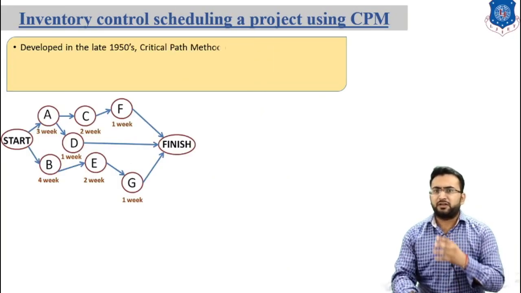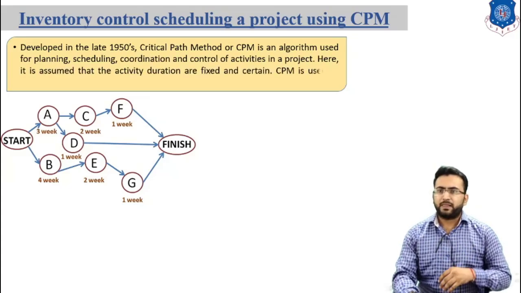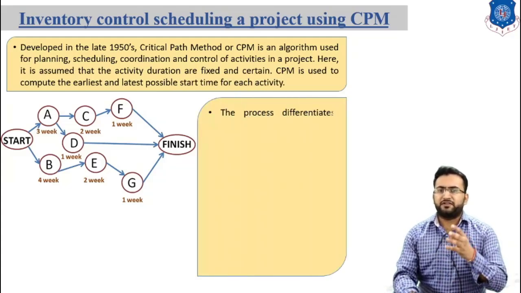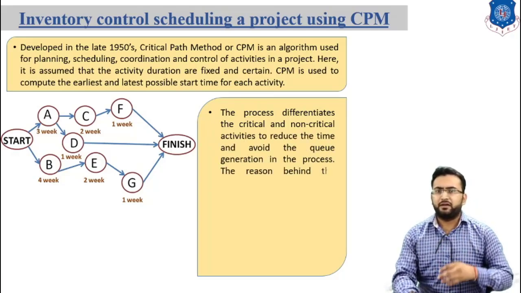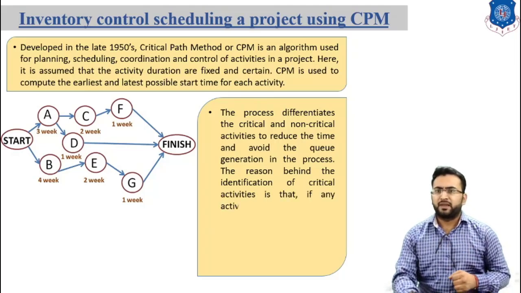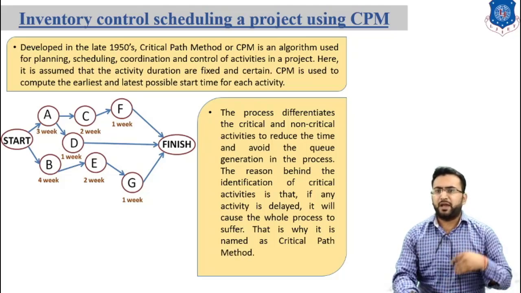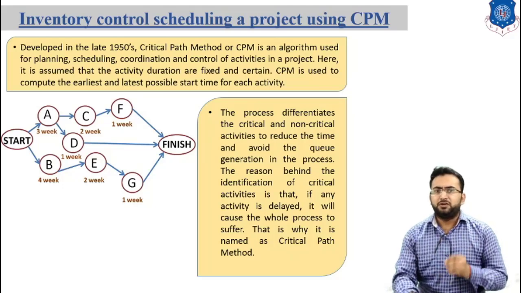Now let's talk about scheduling a project using the critical path method. The critical path method was developed in 1950. The critical path method, or CPM, is an algorithm used for the planning, scheduling, coordination and control of activities in a project. Here it is assumed that activity durations are fixed and certain. CPM is used to compute the earliest and latest possible start time for each activity. The process differentiates critical and non-critical activities to reduce the time and avoid queue generation in the process.